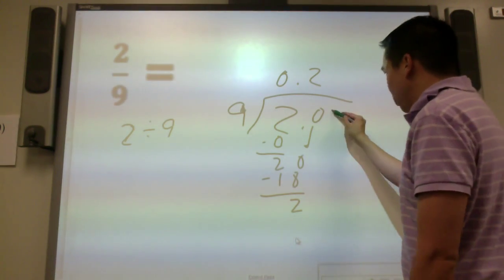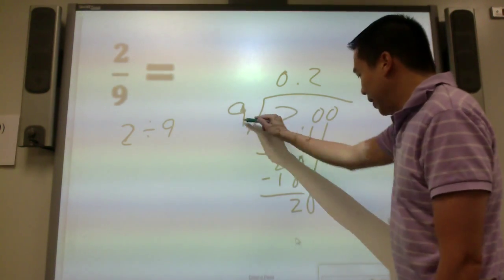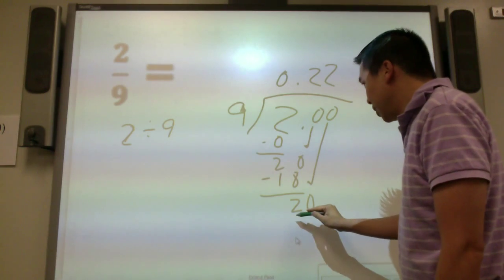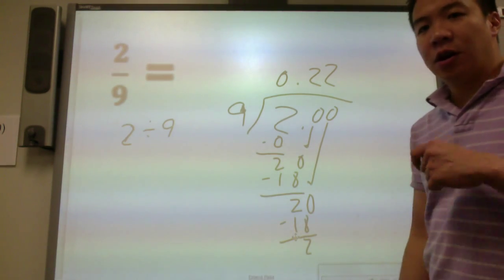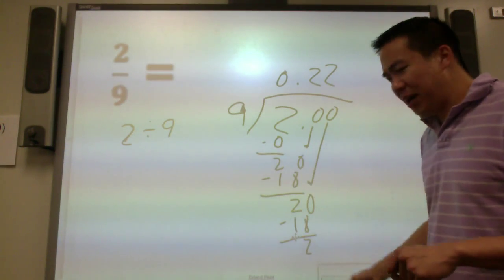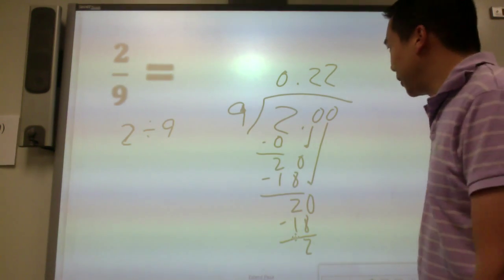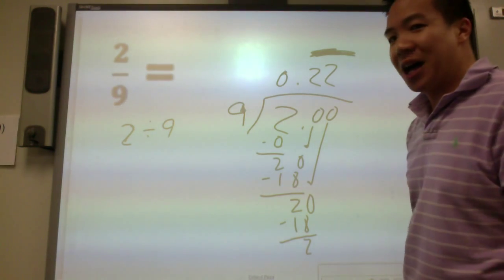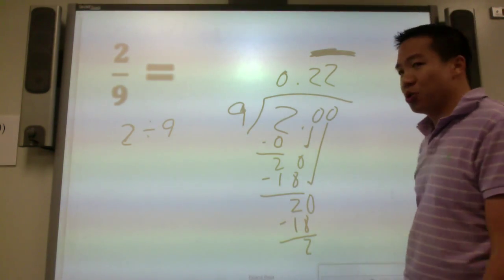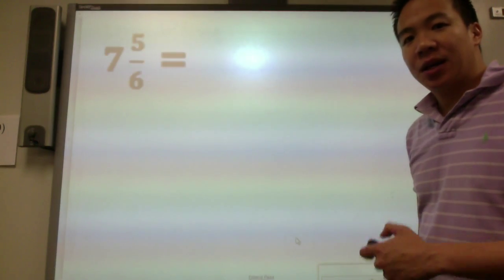I need to get rid of this remainder. Add another 0. How many 9's go in 20? 2 times. Hold the horses. Is it repeating again? It is repeating again. Repeat bar. So 2/9, or 2 divided by 9, is really 0.2 repeating with a bar.